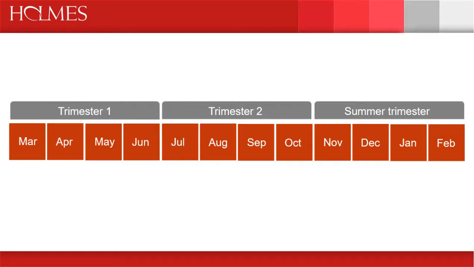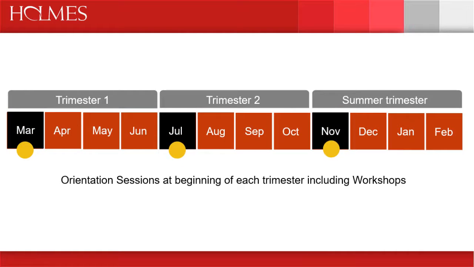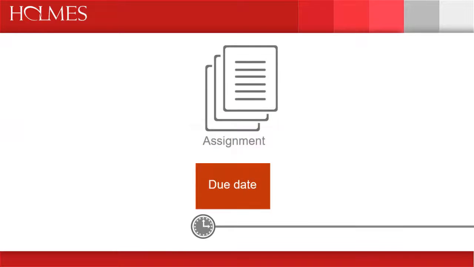Holmes has 3 trimesters. The first 2 are compulsory, and students must undertake 4 subjects in these 2 trimesters, that is, trimester 1 and 2. A student can shorten their completion time by undertaking extra subjects during the summer trimester. Taking subjects during this trimester can also help a student catch up where they may have failed. Orientation sessions are held at the beginning of each trimester, and in trimester 2 there is also a mid-semester intake in August. The following will provide an overview of requirements for assessment and grades.